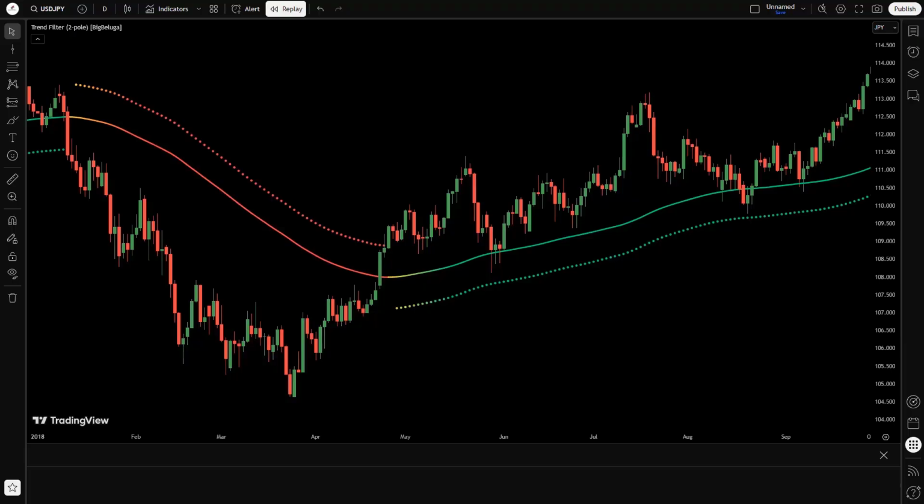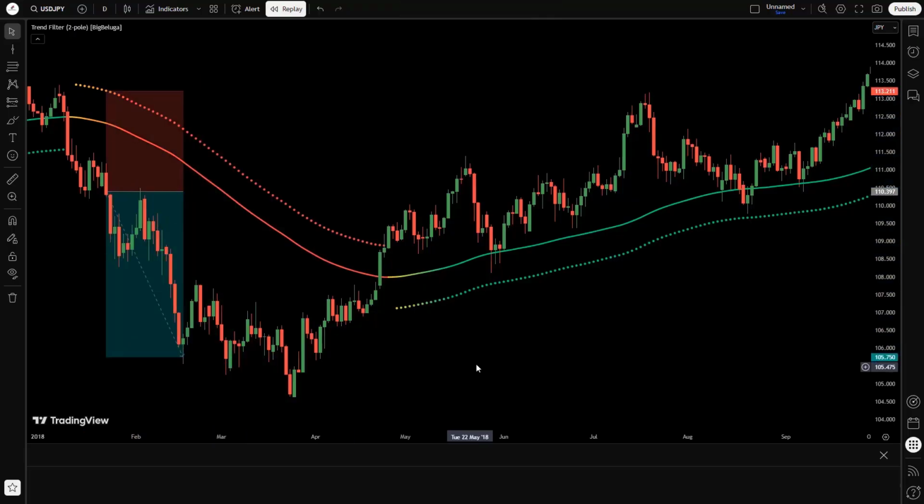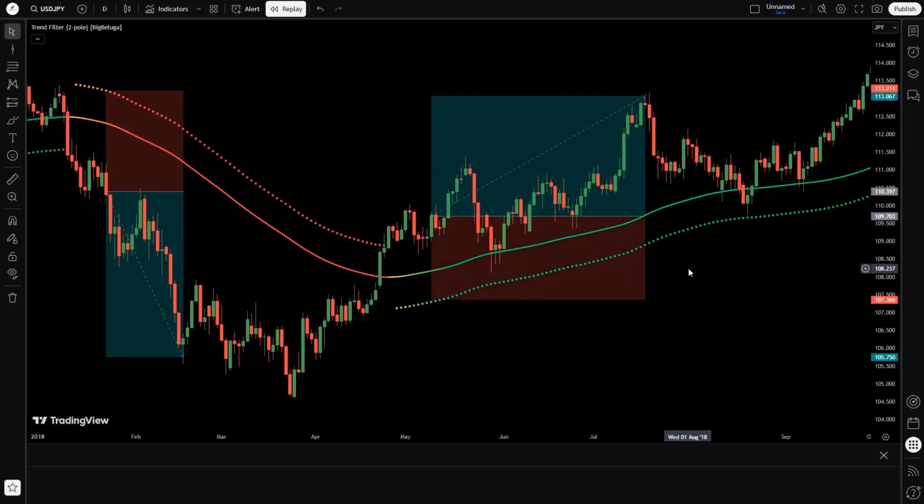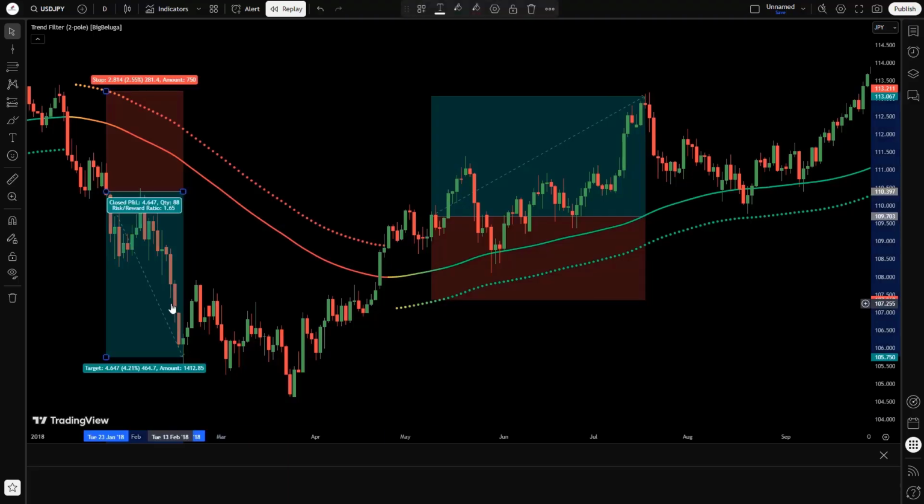Here the trend filter indicator has given a sell signal. And here the trend filter indicator has given a buy signal. Now let's add a second indicator to the chart so that this strategy is more profitable.